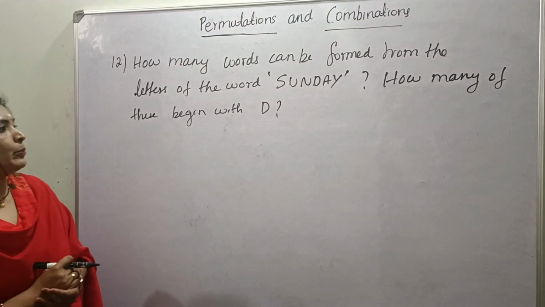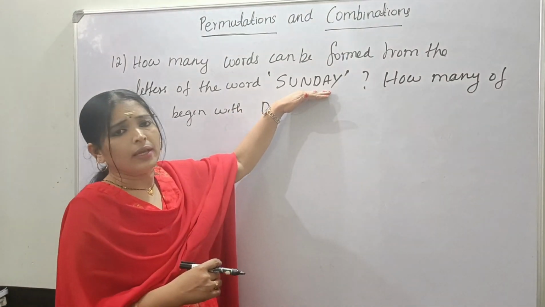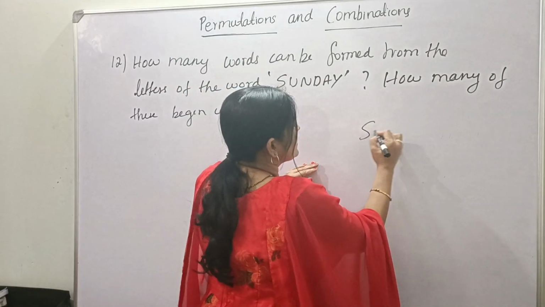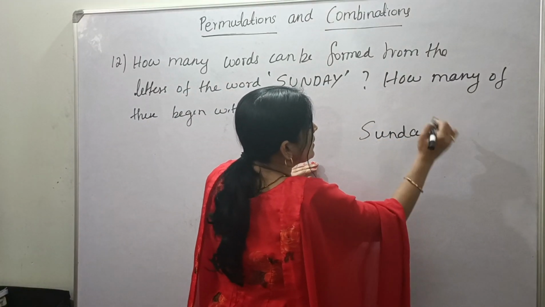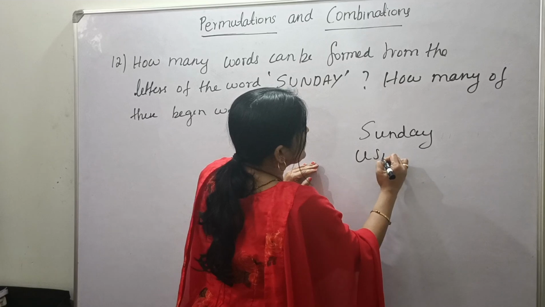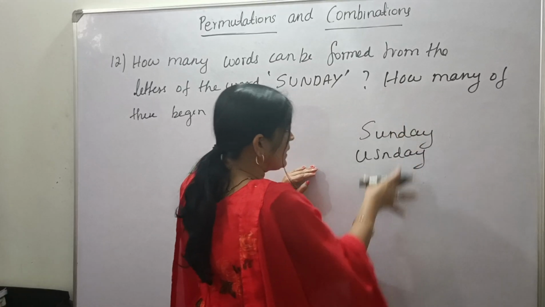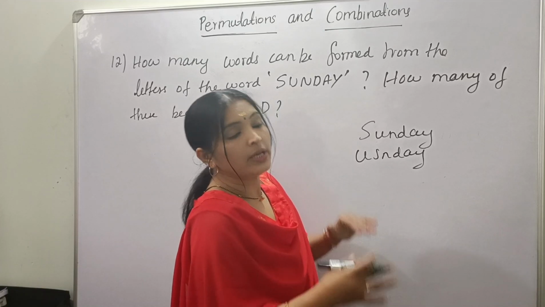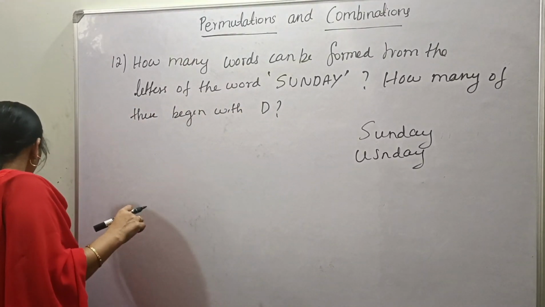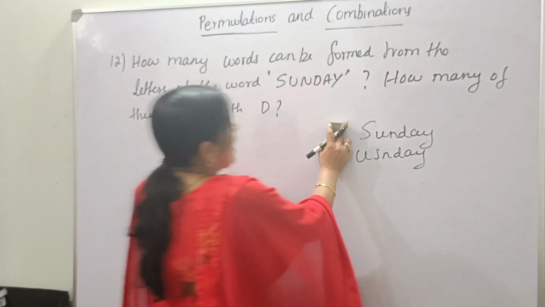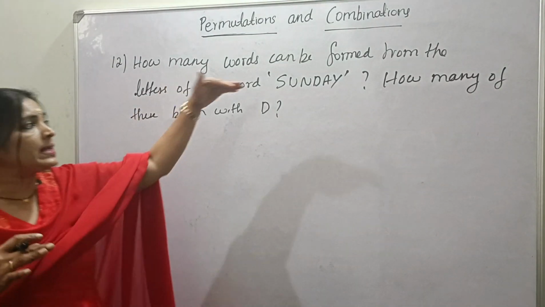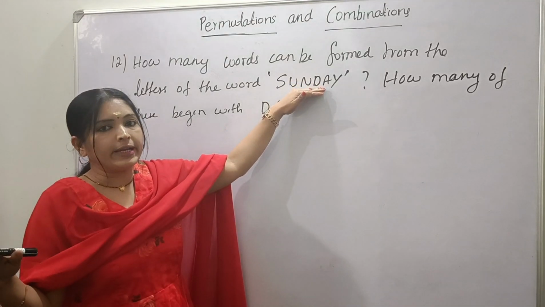Why is it permutation? Because order matters. Because see, Sunday, next I will write USNDAY. All these are different. So here order matters, order is important. Therefore this problem is of permutation, and that is nothing but the number of arrangements of 6 things taken all at a time.